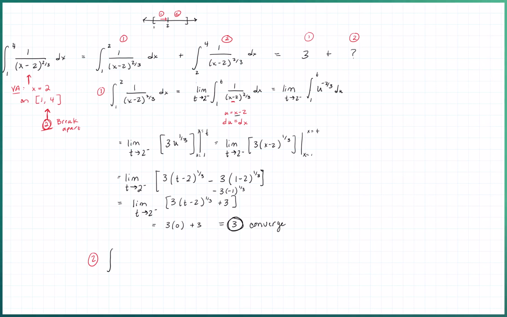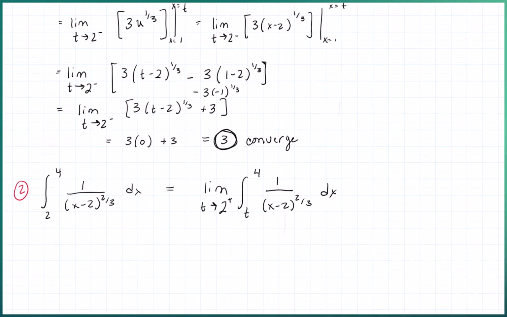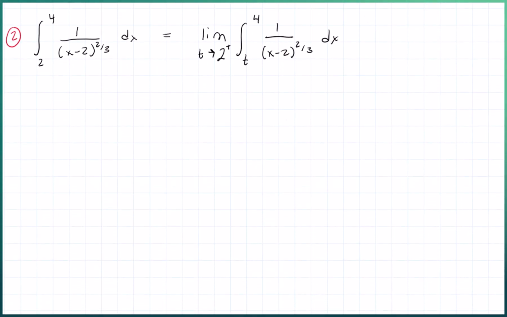So that's the integral from 2 to 4 of 1 over (x minus 2) to the 2/3 dx. And so we're taking the limit of the integral from t to 4 as t is approaching 2. If I look at this little picture at the very top, this time we're working on this side. This time we're approaching 2 from the right. Now I'm going to zoom in because it's getting really small at the bottom of the screen.